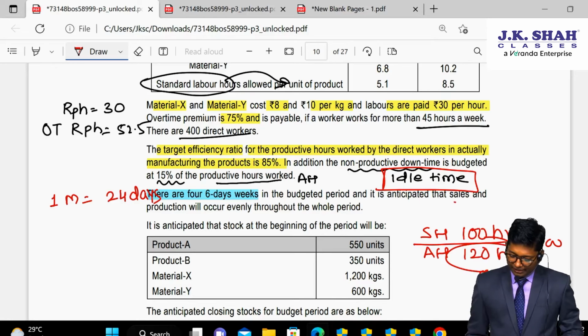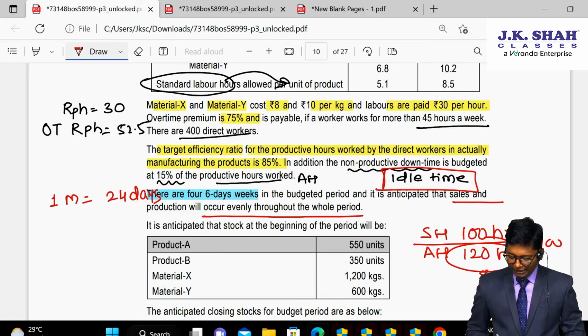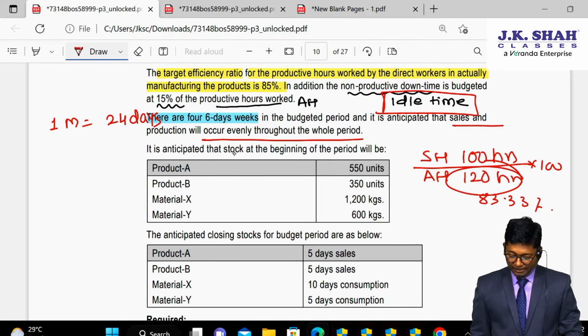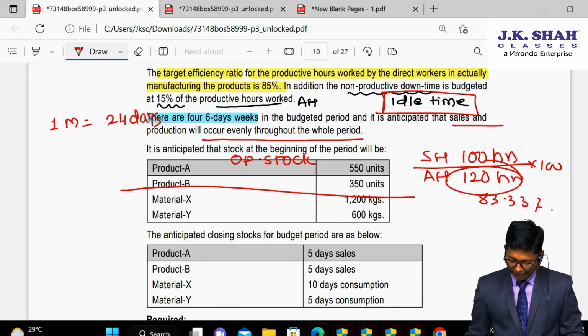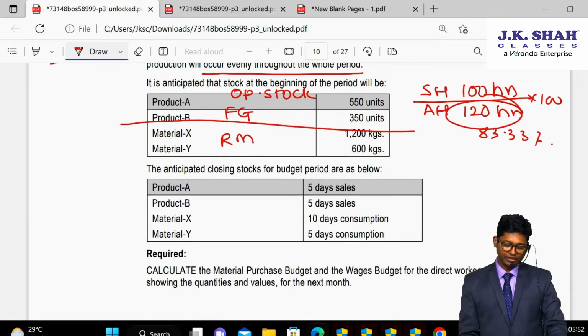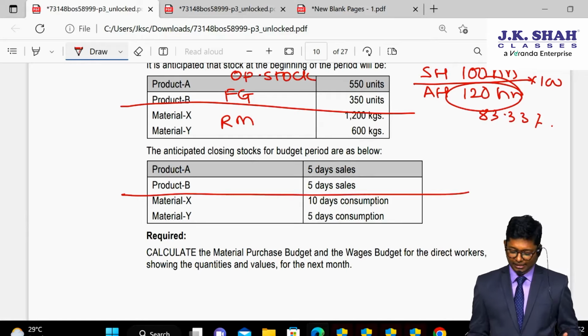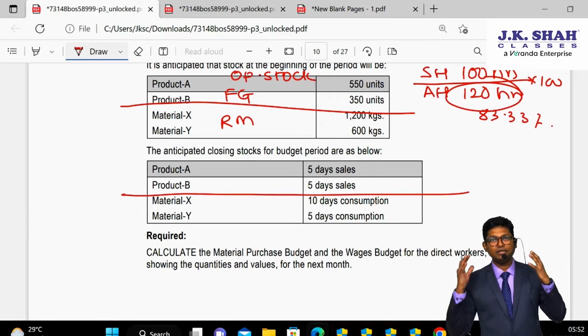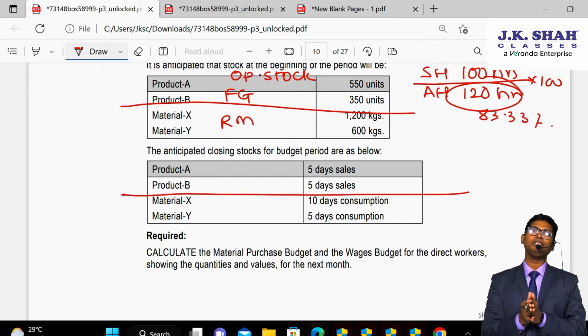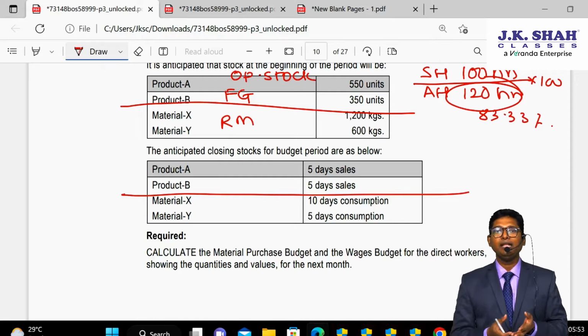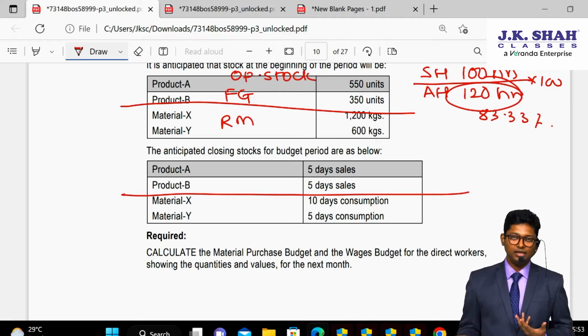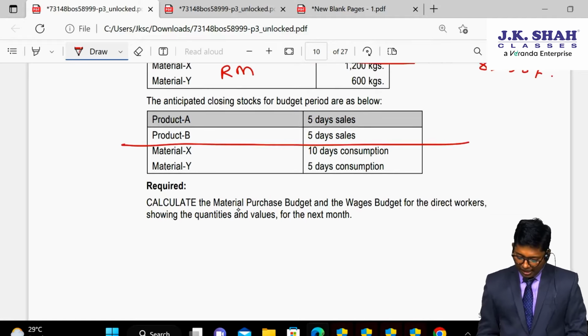It is anticipated that sales and production will occur evenly throughout the whole period. It is anticipated that the stock at the beginning, meaning opening stock for the period, is given for product A and B. These are the opening stock of finished goods, and the remaining are the opening stocks of raw material. The anticipated closing stocks will be considered at 5 days sales and 10 and 5 days consumption. Now closing stock is not given on the basis of number of units or number of kgs. They have expressed it on the basis of number of days. So they have asked us to prepare the purchase budget and wages budget.